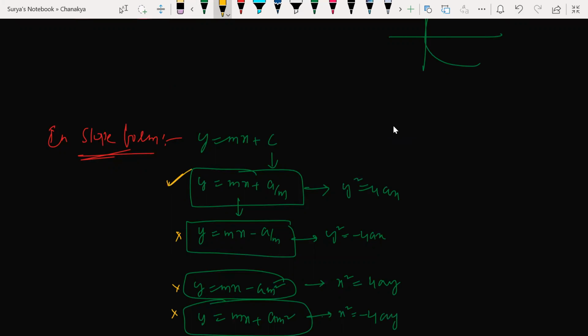Okay? So basically here, see here, sir, you're saying tangent equation in slope form. What is the meaning of that? But this is my tangent.